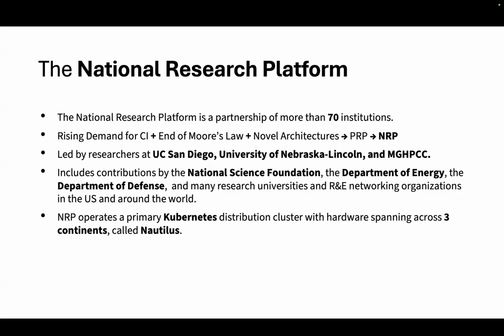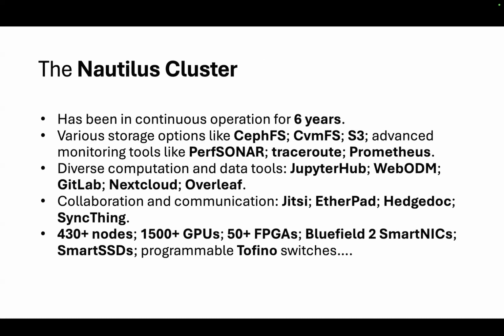So everything in the National Research Platform operates under one Kubernetes cluster that we call Nautilus that has hardware now spanning across three continents and continuously expanding. The Nautilus cluster has been in continuous operation through PRP to NRP for more than 6 years now, and it provides many services, many file systems, for example, like the CephFS file system, the CERN VM file system, S3 storage. We have a very high focus on measuring and monitoring with providing tools like perfSONAR, Traceroute.